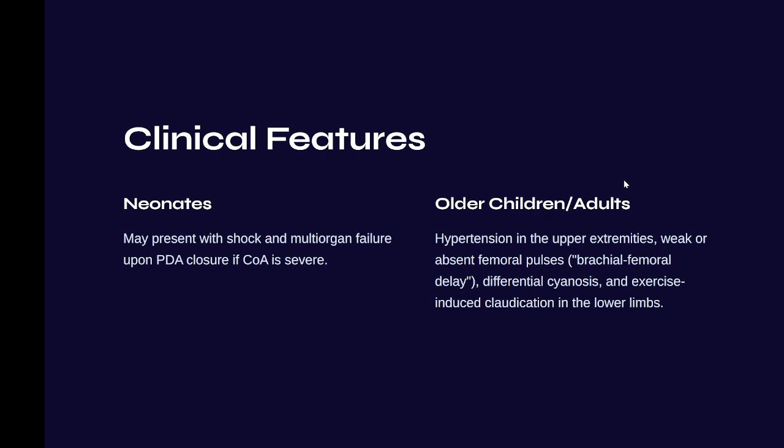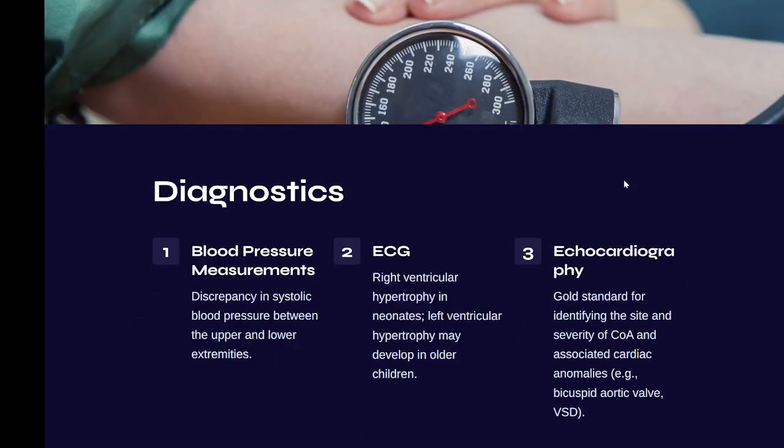Older children and adults: hypertension in the upper extremities, weak or absent femoral pulses, brachial-femoral delay, differential cyanosis, and exercise-induced claudication in the lower limbs. Diagnostics: blood pressure measurements, with a discrepancy in systolic blood pressure between the upper and lower extremities.